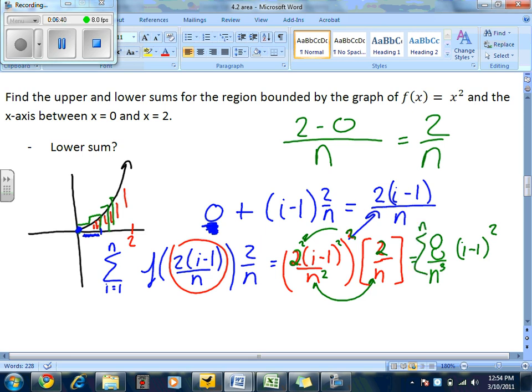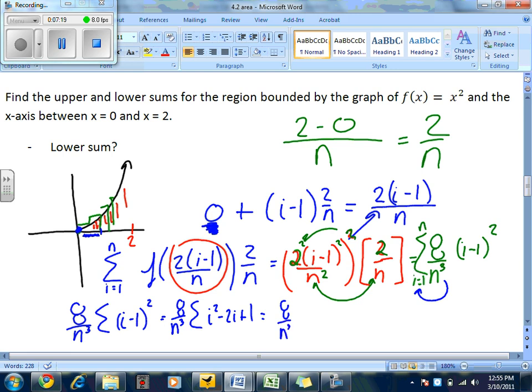Because we're still dealing with a summation here. Now, you know our summation rule, we can pull this part out. This is just a constant. So we can have 8 over n cubed, and then the summation of (i minus 1) squared. Now we need to FOIL the (i minus 1) squared out. So we're going to have the summation still of 8 over n cubed, of i squared minus 2i plus 1.